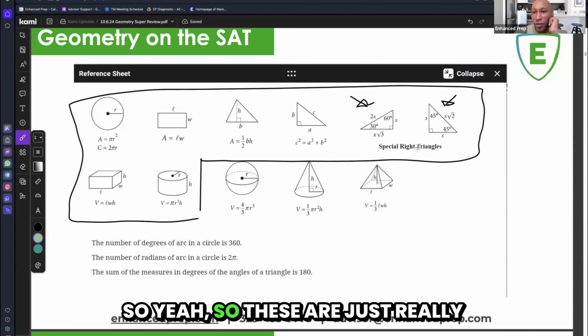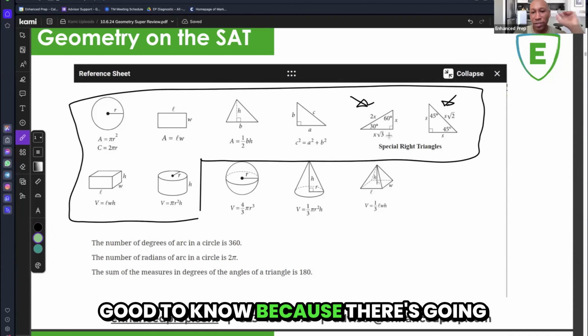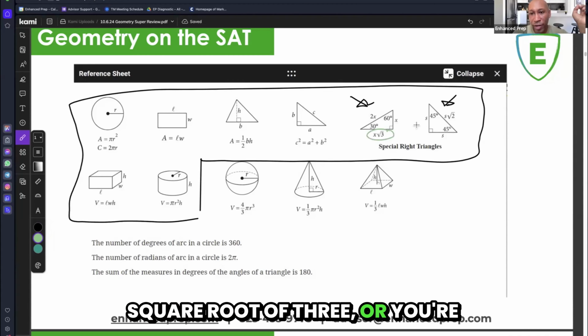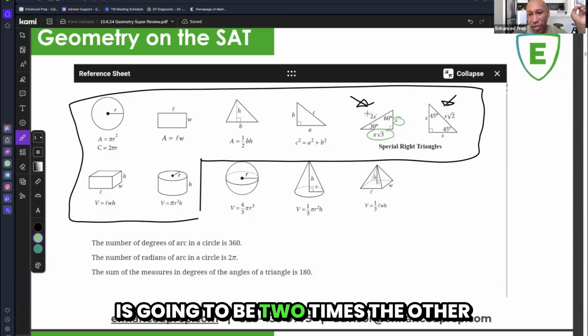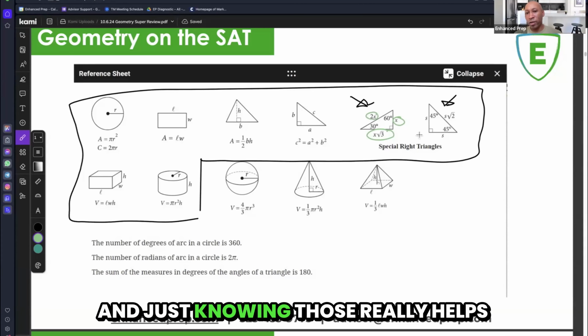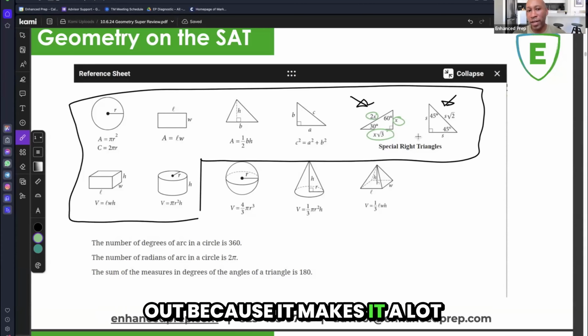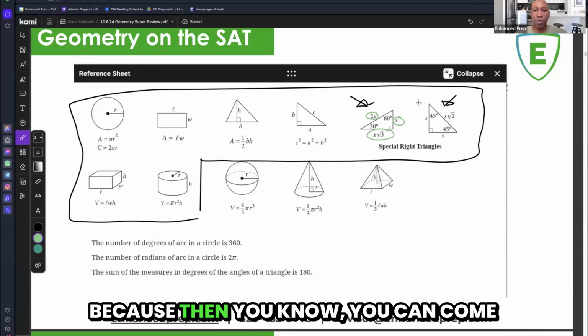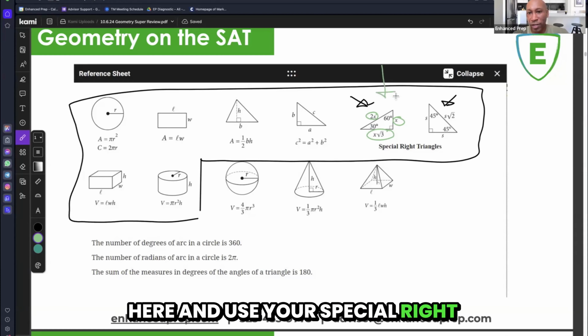Okay. So these are just really good to know because there are going to be some questions where you're going to see something like a square root of 3, or you're going to see something where a side is going to be 2 times the other side. Just knowing those really helps out because it makes it a lot simpler to answer some of those questions, right? Because then you can come here and use your special right triangle tricks.